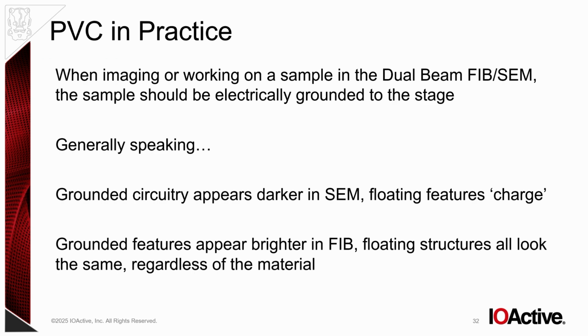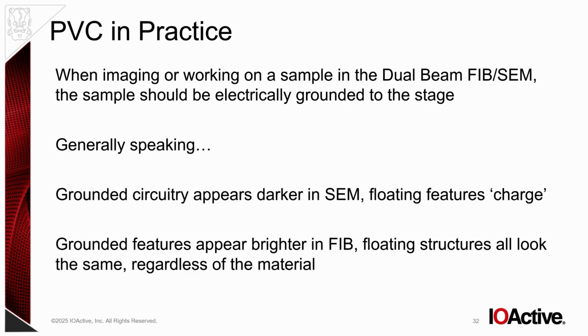So PVC in general: when you get a PVC effect in SEM, it makes insulator material appear brighter than conductive material because the electrons have nowhere to go. If you image a piece of glass, you're just going to get electrons sitting on the surface because they can't dissipate. They can't go to ground, so you end up with a really nasty image.